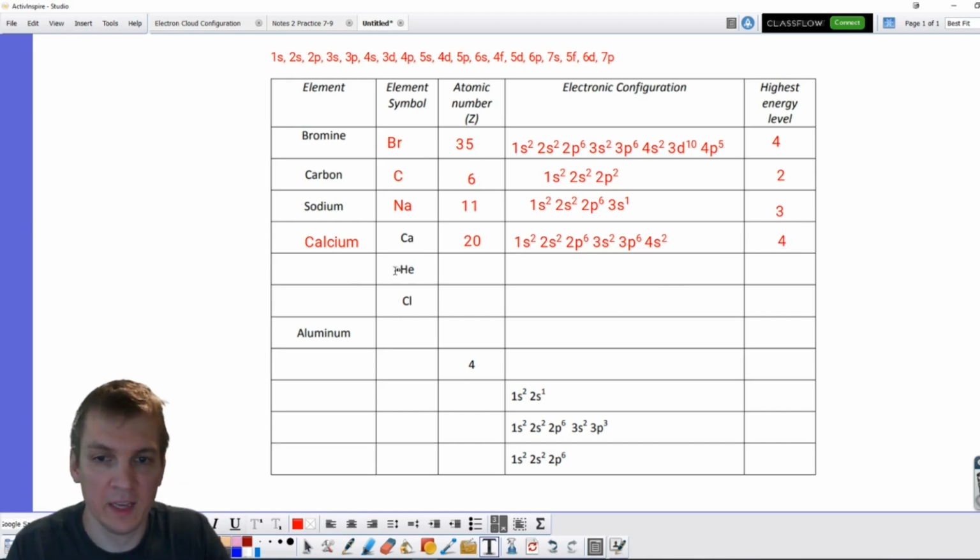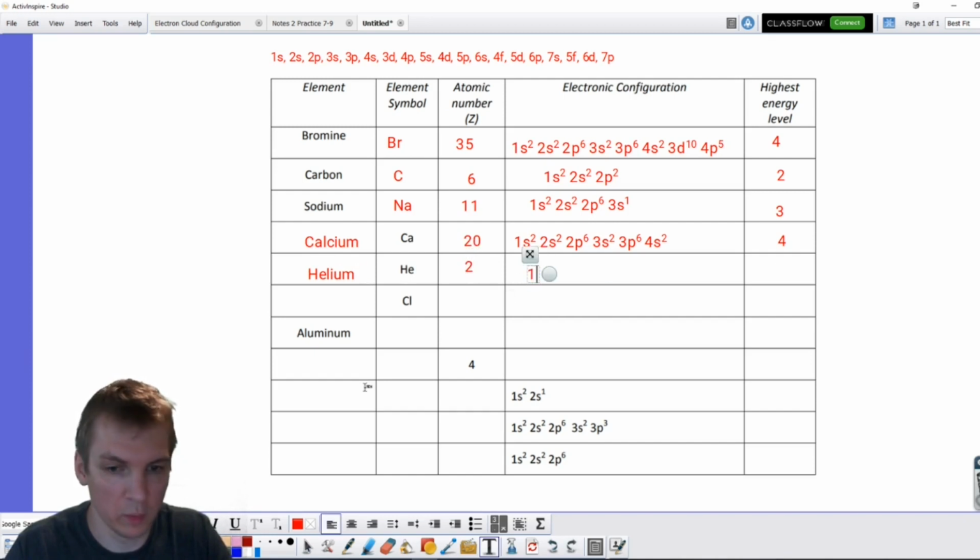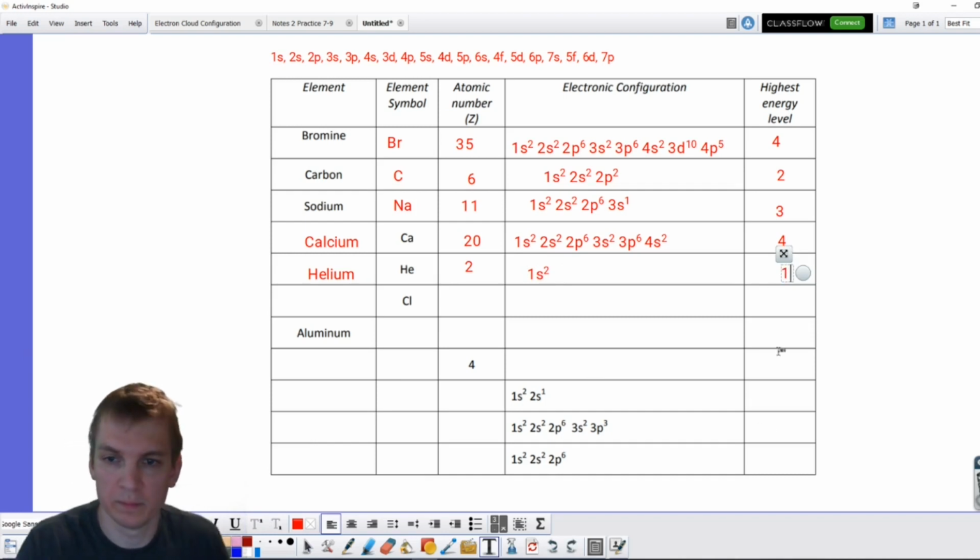All right, and then helium, He, that's right up top on the periodic table, so that's helium. And that's number 2 on the periodic table. So this is a really easy one, 1s, 2, with the 1 being its highest energy level.